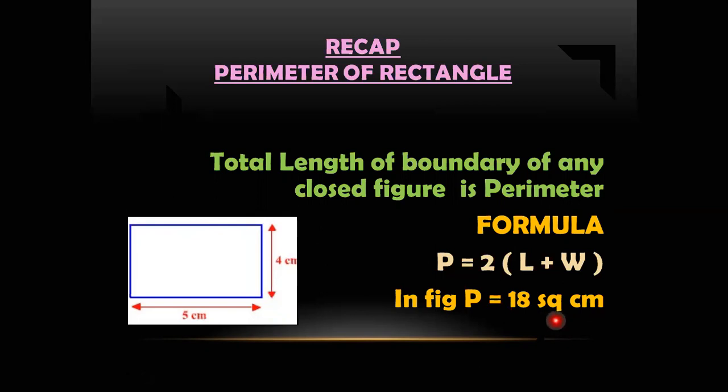And we can follow a formula for it, which is P is equal to 2 into length plus width. How do we get two lengths? One length is this and the other length is this, one width is this and the other width is this. That is why we are having two widths in it. And we define the perimeter like this: the total length of the boundary of any closed figure. This is the total length of the boundary of this closed figure, which is the rectangle.